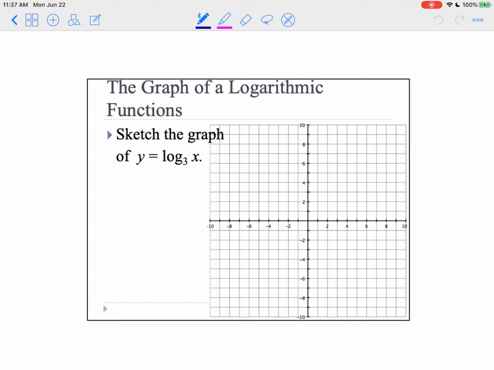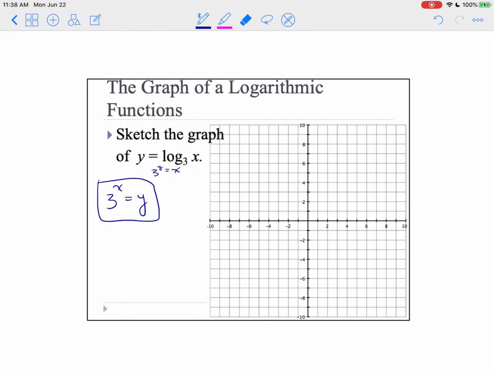So really quickly, I'm going to sketch the graph of log base 3 of x. But to do that, I'm going to first graph the inverse, which is 3 to the x equals y. Okay? So this equation can be written as 3 to the y equals x. If I switch x and y, I get the inverse of this. So here's my inverse.